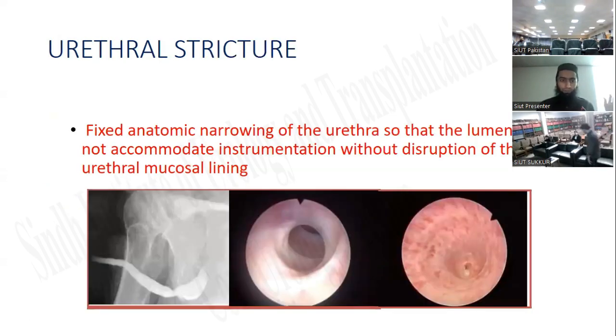We have already gone through the urethral stricture definition, etiology, and causes. It is a fixed anatomical narrowing of the urethra so that the lumen will not accommodate instrumentation without disruption of the urethral mucosal lining. You can appreciate the stricture in the retrograde urethrogram in this picture, and in the second, an endoscopic view of two types of stricture.